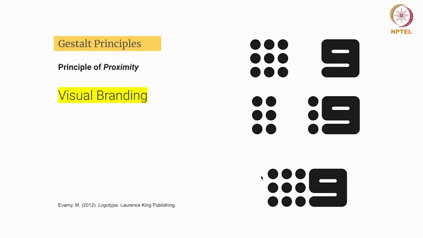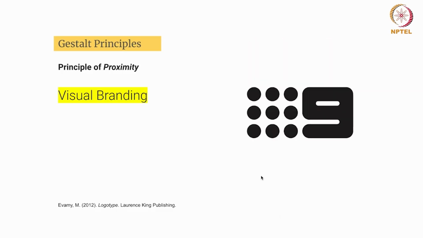So this is how the final logo looks, and you can see how, because of the proximity of such circles close to this numerical number 9, it helps you to understand that these two segments are together and they are creating some kind of visual relationship with each other, although the shapes are totally different.